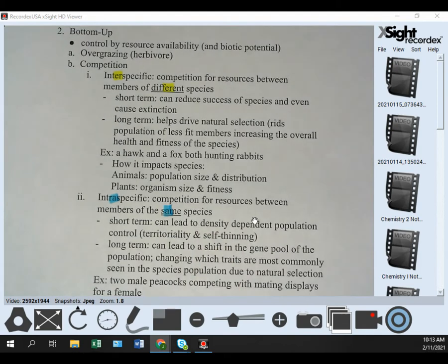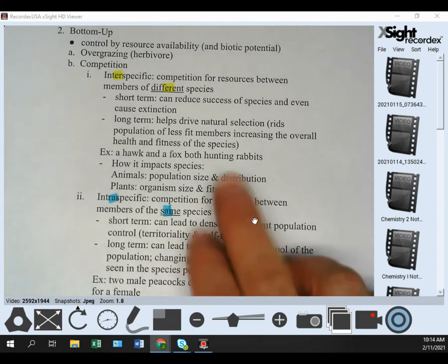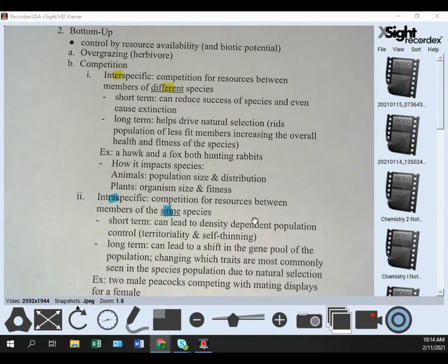For plants, it can affect the organism size, like literally the size of an organism. If a plant on the ground is competing with a tree for sunlight, the lack of sunlight could actually cause the plant to grow less, be smaller, not as healthy, whatever, right? Fitness is the health of the organism. So that can affect the actual organism for the plant. All right.